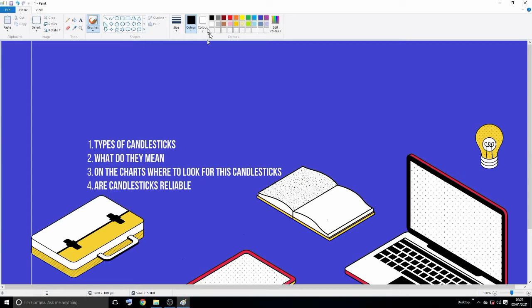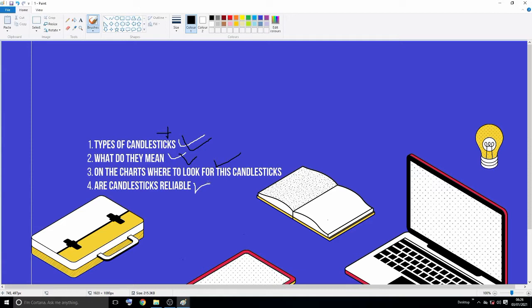So we are on the last week of our course. We talked about types of candlesticks, where I was explaining doji, pin bar, bullish engulfing, bearish engulfing, shooting star, gravestone, all those candlestick names, and I also explained what these candlesticks mean. I then explained where to look for these candlesticks on the chart, and we also talked about the reliability of these candlesticks.